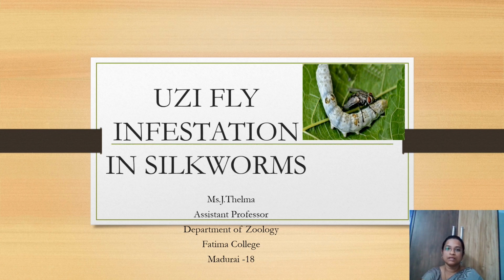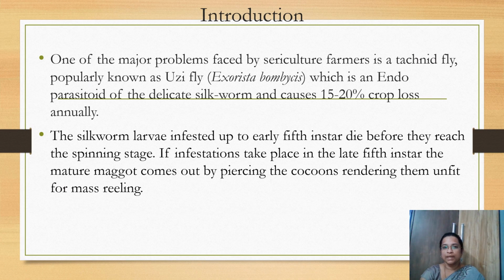In this video, you will be learning about uzi fly infestation in silkworms. One of the major problems faced by sericulture farmers is the uzi fly infestation. The scientific name of the uzi fly is Exorista bombycis, and this is an endoparasitoid. That is, it lives inside the body of another animal and finally leads to the death of that organism. Here, this endoparasitoid uzi fly lives inside the delicate silkworms and also causes about 15 to 20% of crop loss annually. And this uzi fly belongs to the family Tachinidae.